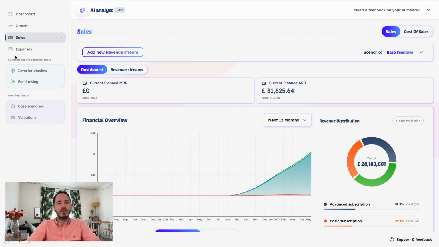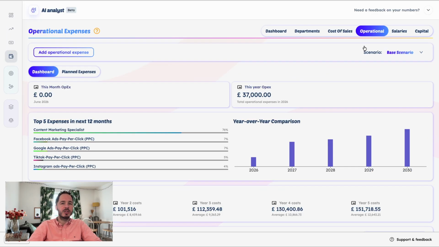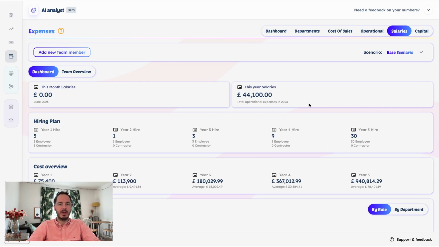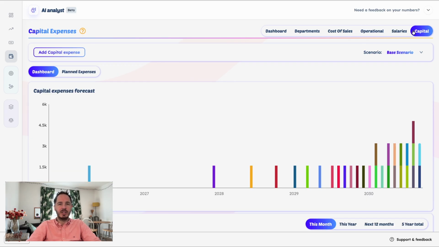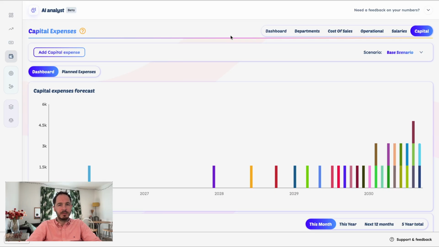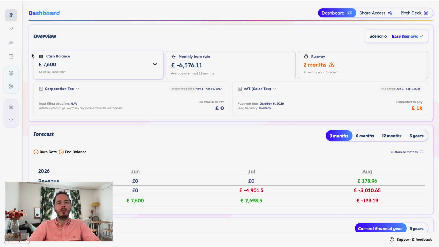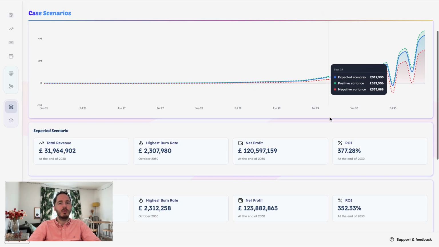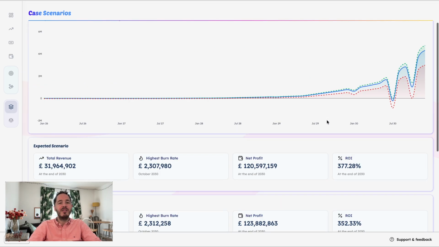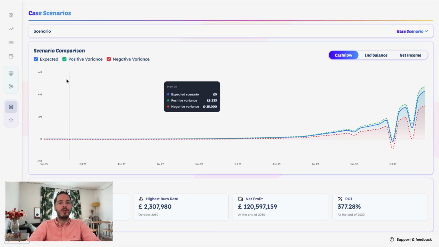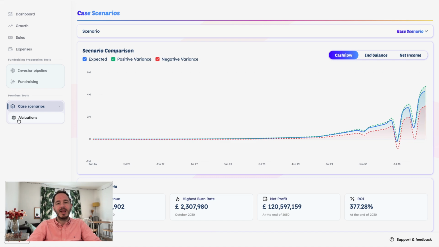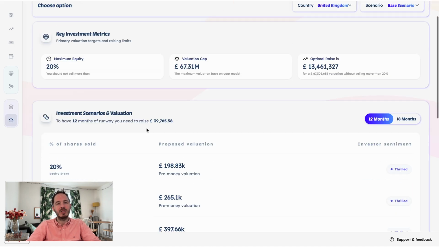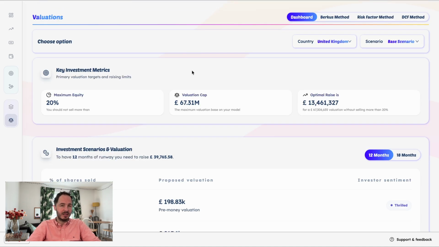Next, we will cover expenses, including operational costs, salaries, hiring plans, and capital expenditure, helping you show exactly how investors' funding would be allocated across the business. Once the core model is complete, we will explore different case scenarios to compare assumptions and evaluate upside, downside, and fundraising outcomes before moving into valuation and understanding your company's potential value at an early stage.